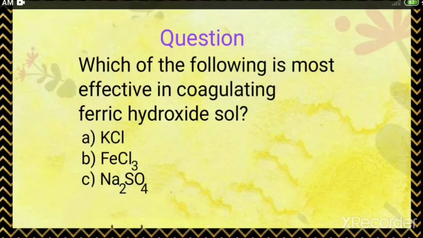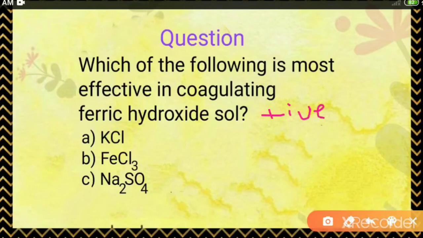As we have already discussed, ferric hydroxide sol is one of the positive sols. It is a positive sol. So which charge will cause the flocculation? If the sol is positive, then the negative ion will be the active ion, or we can say the flocculating ion. Always it should be opposite.